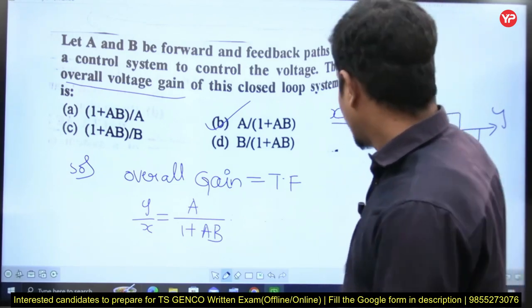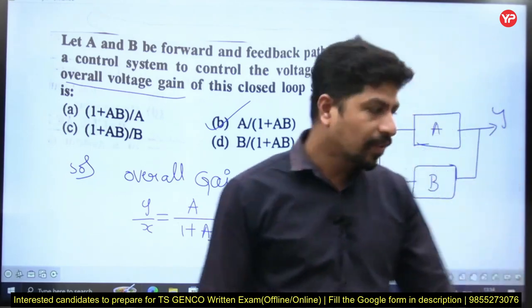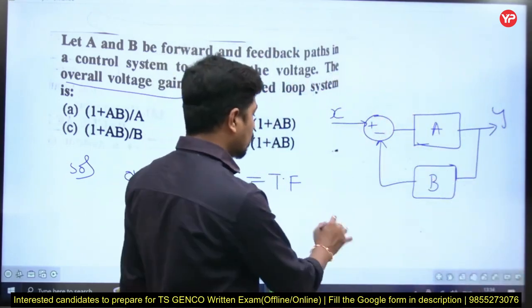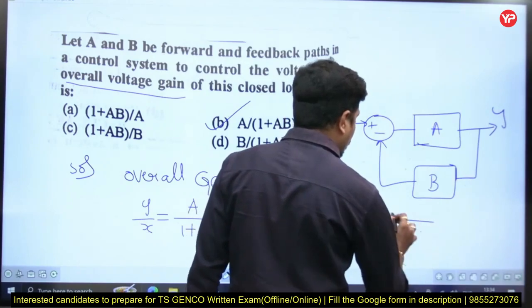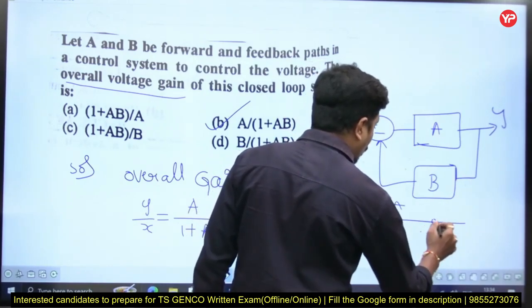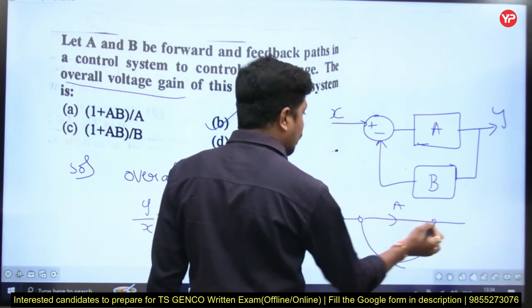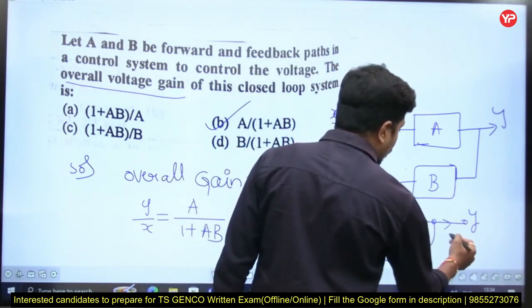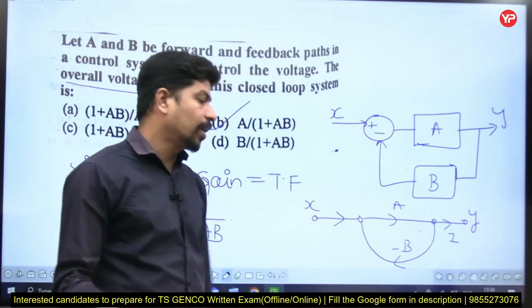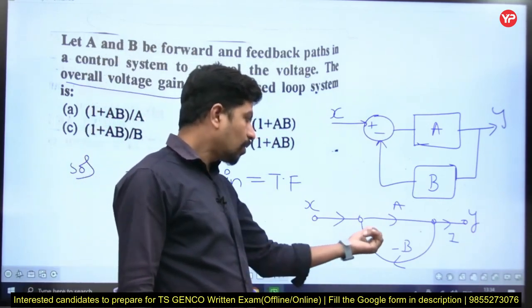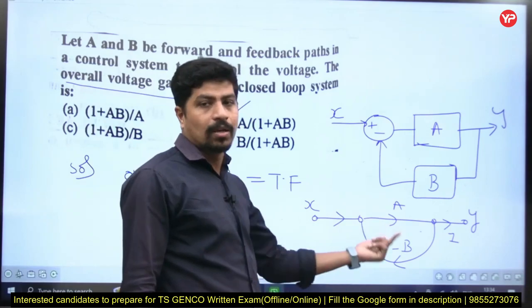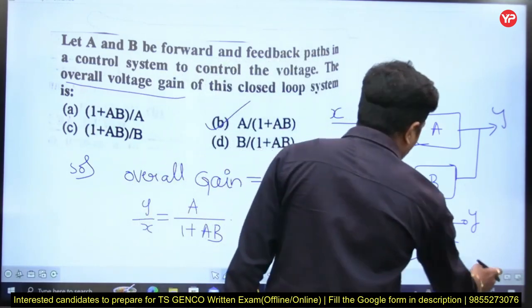For this one, the signal flow graph will be like this. You have to draw the signal flow graph this way. This is A. Now this will be minus B. So this is X, this is Y. This is what we have to take as the signal flow graph. Now if you apply one forward path A by one loop gain, 1 plus AB. Let's go to the next question.